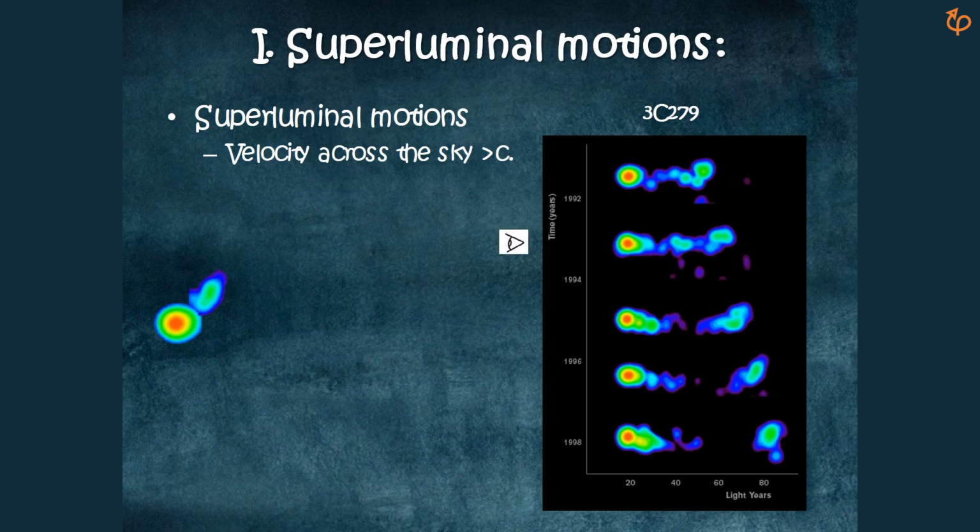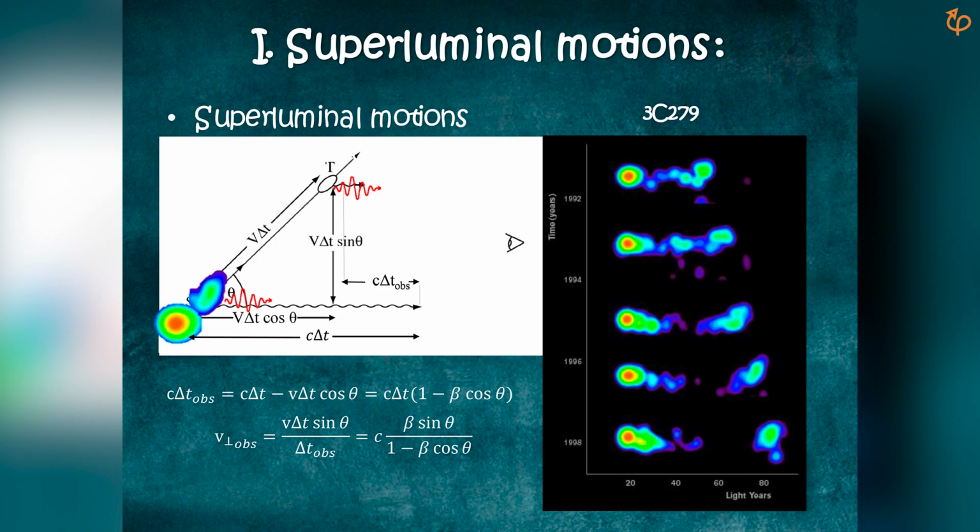Okay? So I'm going to look at 2 photons in this exercise. The first photon was sent when the blob was close to the center of the galaxy, the origin, and the second photon was sent when the blob reached this location. Now, the time that I see passed between these 2 photons, I'm going to call delta t observed, okay? And the distance between the first and second photons along the line of sight is just c times delta t observed. This is the actual distance, okay?